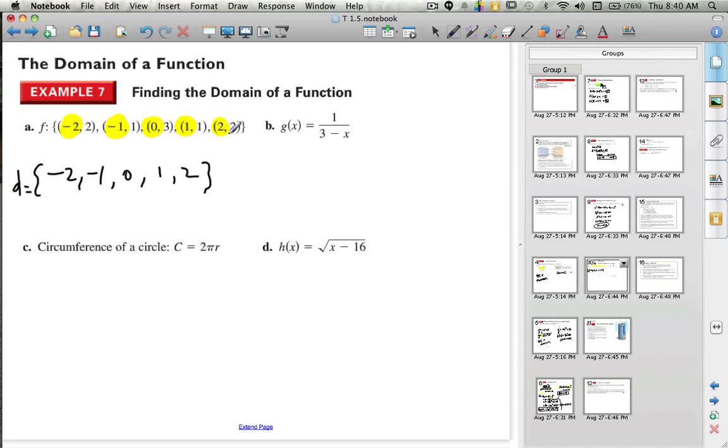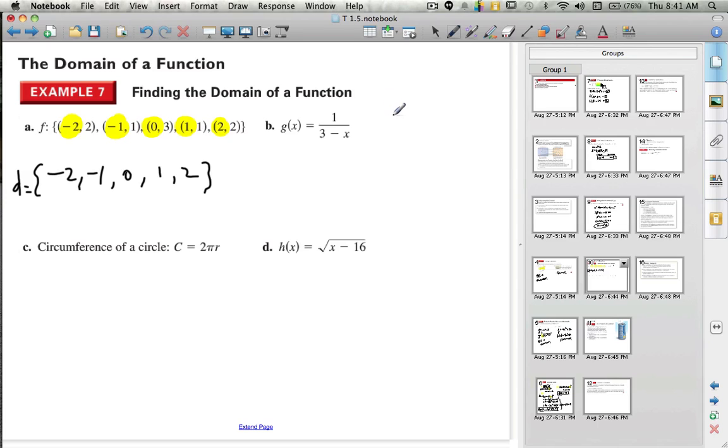Okay, so when they give you a limited set of values, and that is all the values, then you just identify all the inputs, which are the x coordinates, or x values in ordered pairs, and you collect them as the domain. If they asked you for the range, you would do the y coordinates. Okay, but that's not what they asked for. Now let's look at a new problem.